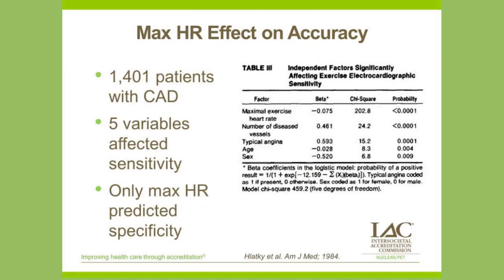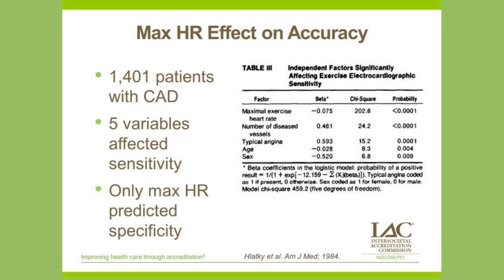And likewise, the maximum heart rate achieved has a significant impact on the accuracy of your test. So in a study by Halatki et al., and this was in the 80s, 1,400 patients with CAD were tested, and they looked at variables that affected the sensitivity or accuracy of their testing. And they found that five variables affected the sensitivity, and the most prominent of these was the maximal exercise heart rate.